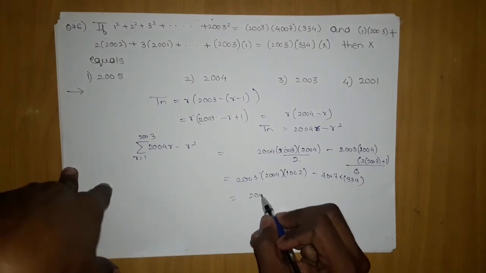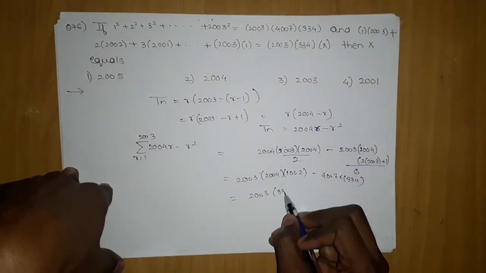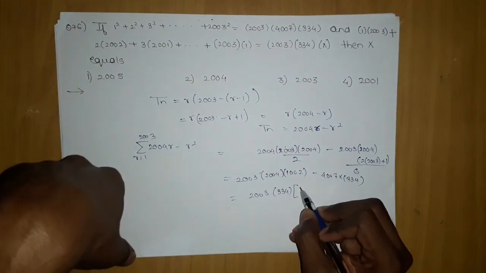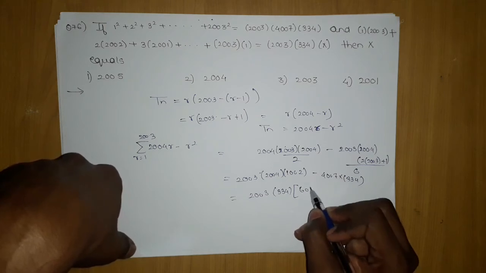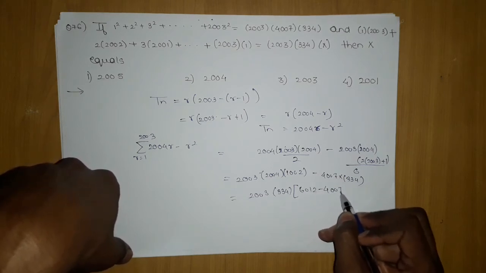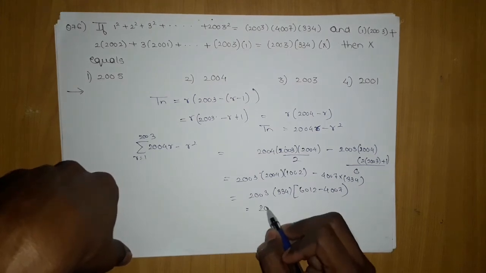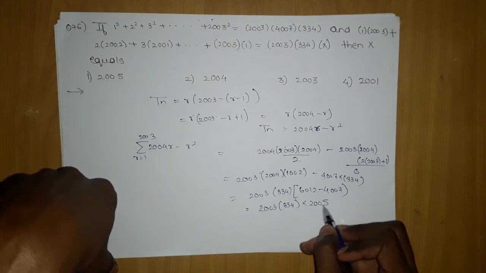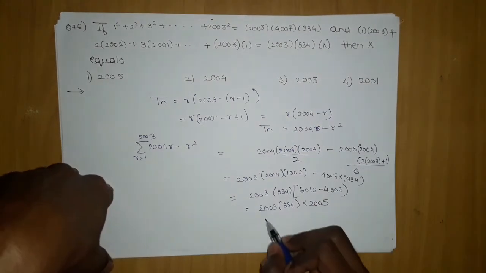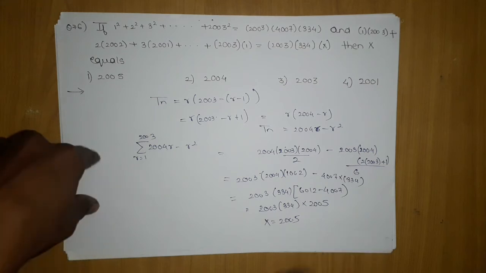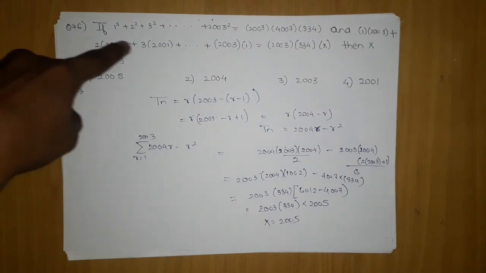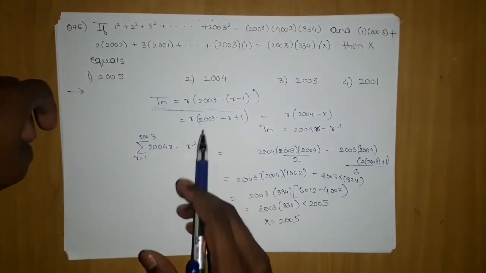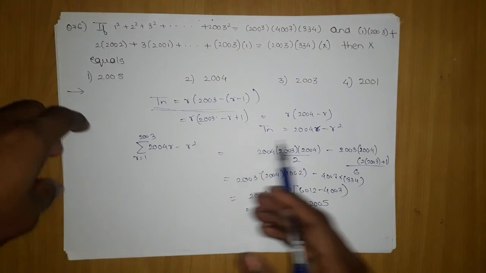If I take 2003 common and 334 common, since these two terms should be common to compare the x, I will be left with 6012 minus 4007, which will give me 2003 into 334 into 2005. If I compare with this, my x is equal to 2005. In this way we proceeded and calculated this value. We created the Tn equation, that is the main part of this question. If you can create it, then we opened it, then we applied the summation and got the Tn.